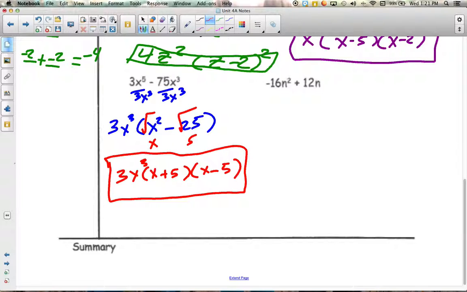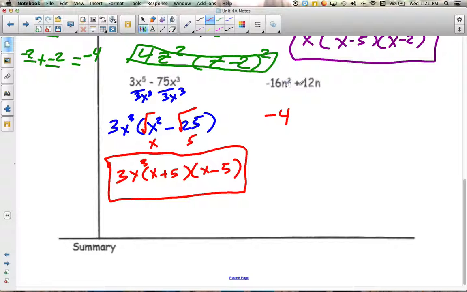Let's try one more. I have negative 16n squared plus 12n. I want to look for the greatest common factor. So if I look at negative 16 and 12, it looks like the largest number that divides into both of those would be 4. And we like the first term to be positive, so let's take out a negative 4.